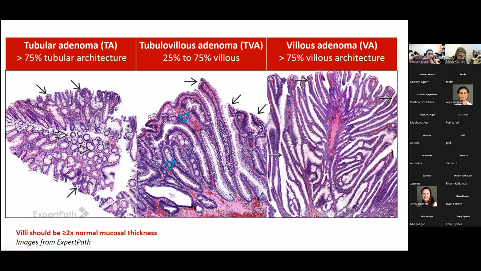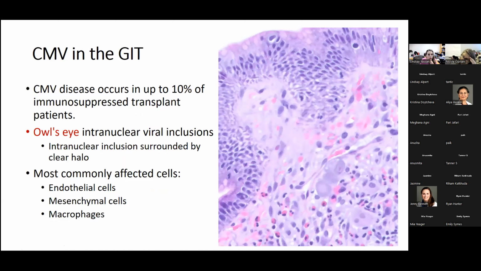Tubulovillous adenomas, you want 25 to 75% villous component. And villous adenomas being the most rare, you want more than 75% villous component. And just remember that in order to call something a villous component, the villi should be at least 2 times the normal mucosal thickness. So CMV in the GI tract, we saw some nice examples of it in this case.